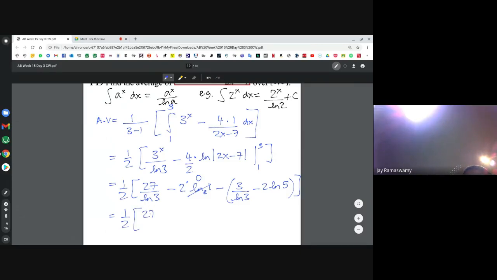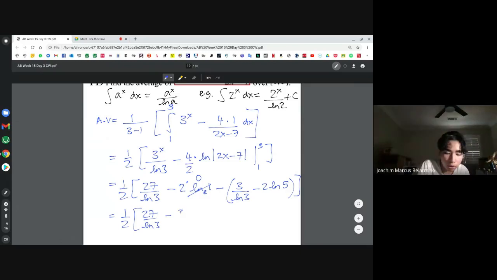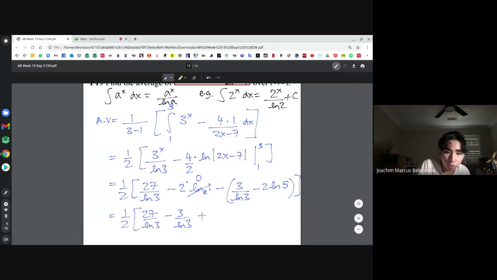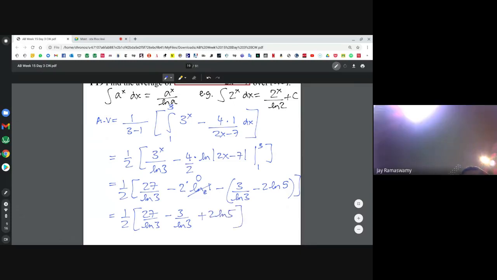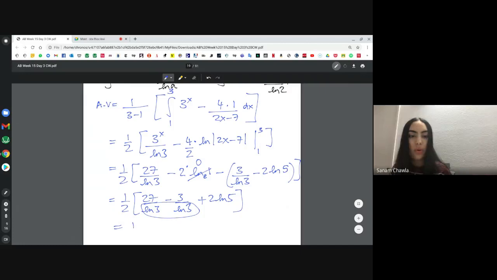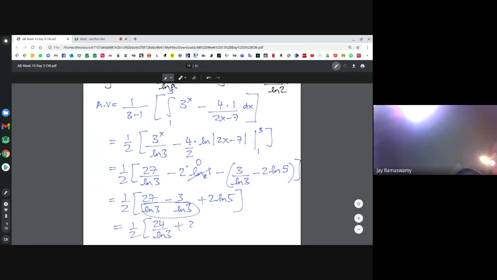So it's 27 over ln 3 minus 3 over ln 3. I'm opening up the parentheses. Plus 2 ln 5. Do we actually have a common denominator there? Those are like terms. So what's 27 over ln 3 minus 3 over ln 3? 24 over ln 3 plus 2 ln 5. It looks weird, but that's perfectly fine. If this is a Google Forms question, you will type it in exactly the way you see it. 1 over 2, parentheses, 24 slash ln 3 plus 2 ln 5.